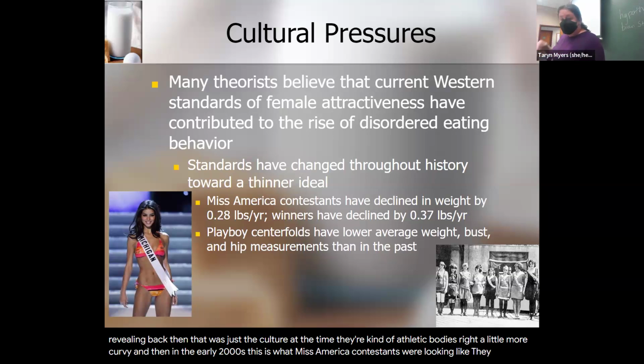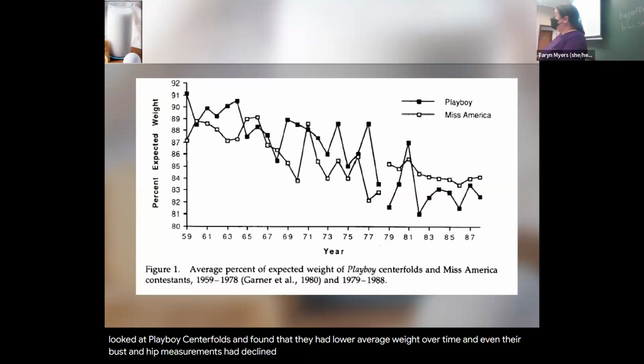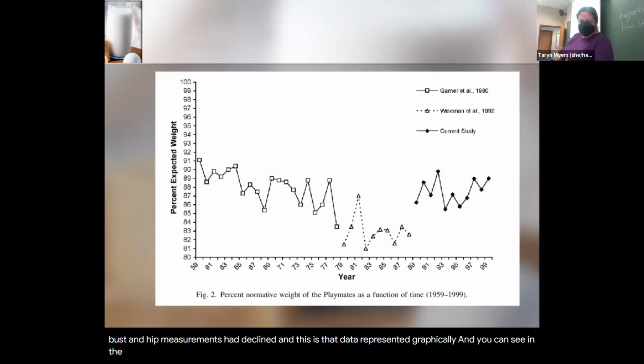They also looked at Playboy centerfolds and found that they had lower average weight over time, and even their bust and hip measurements had declined. And this is that data represented graphically. And you can see in the late 90s, we started to see maybe some return, but again, it fluctuates now in really weird ways.